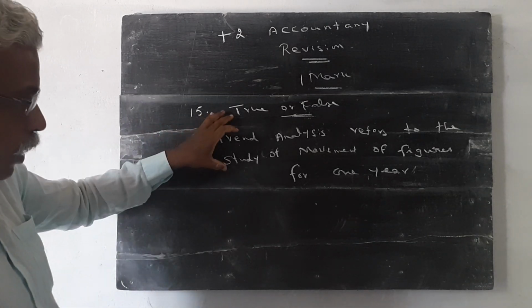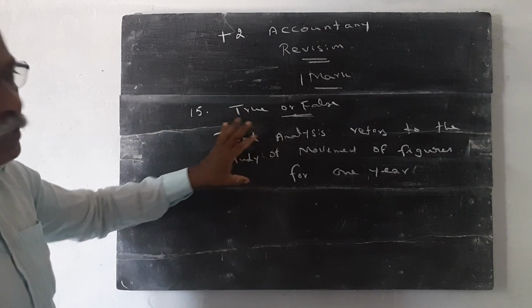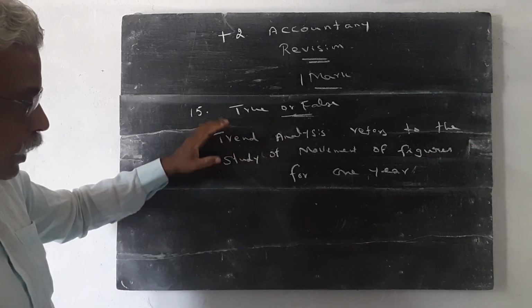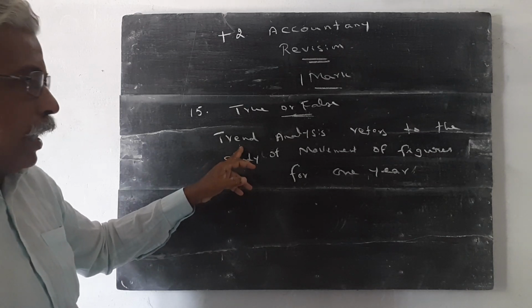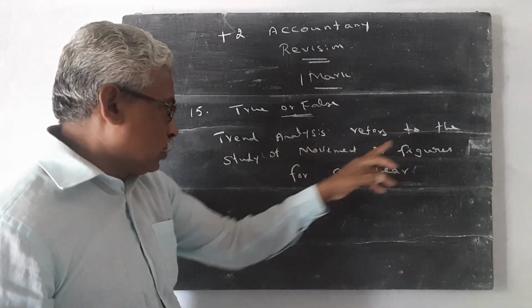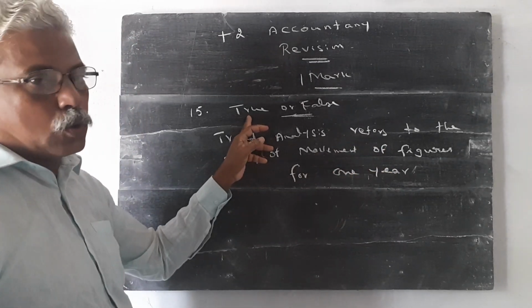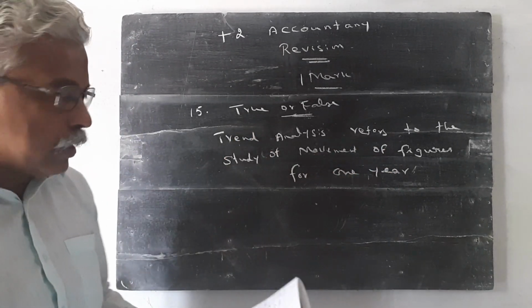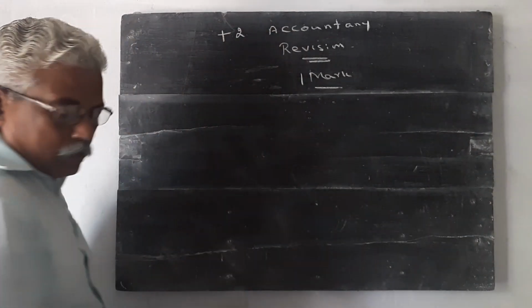Actually, 4 options are given. Out of the 4 options, we will write the correct option. 3 other additional points are given. So this point is the correct answer. Trend analysis refers to the study of movement of figures for 1 year. This statement is true. Then question number 16.